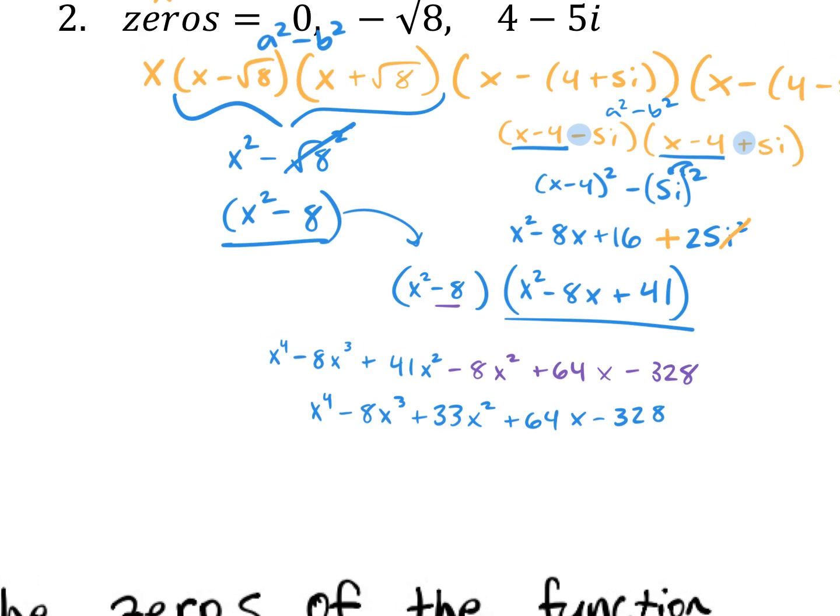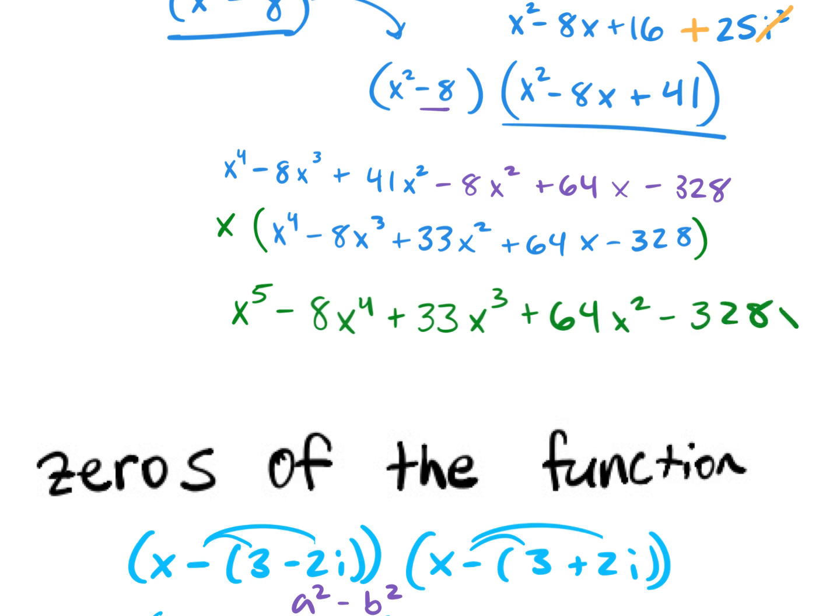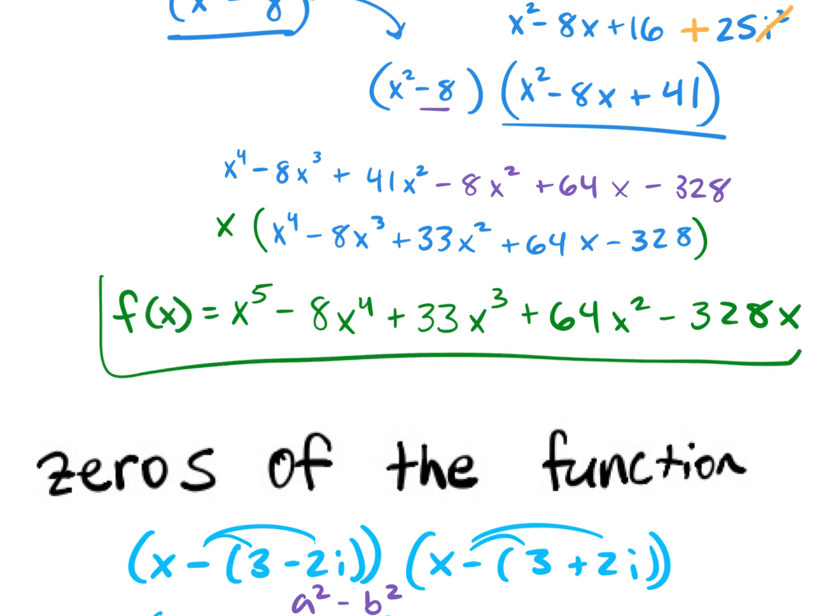Last step is we still have that x to multiply. So that x that we had out front, we have to distribute that to everything. So we'll end up with x to the 5th power minus 8x to the 4th power plus 33x cubed plus 64x squared minus 328x. Very last step is you have to make sure you name it as a function. So you can put f of x, g of x, whatever you want. Just make sure you put what it's equal to.